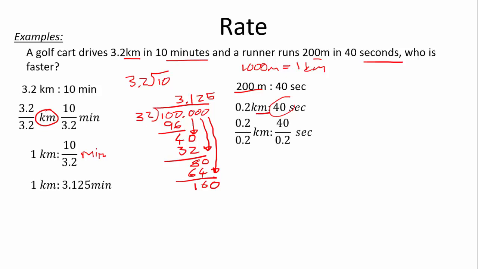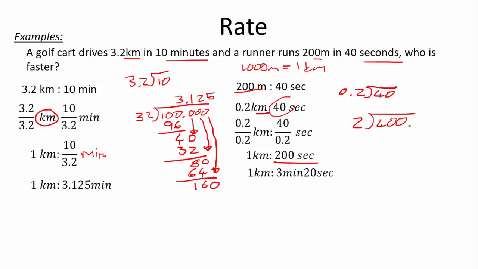What is 40 divided by 0.2? Again, we're going to have to go 0.2 into 40. Let's move that 2 across. 2 into 400. Oh, that should be quite easy. 2 into 40 goes 20 times. 2 into 400 goes 200 times. So it's 1 kilometer in 200 seconds. We need to now convert 200 seconds into minutes only. Okay, so we know that 200 seconds is the same as 3 minutes and 20 seconds.